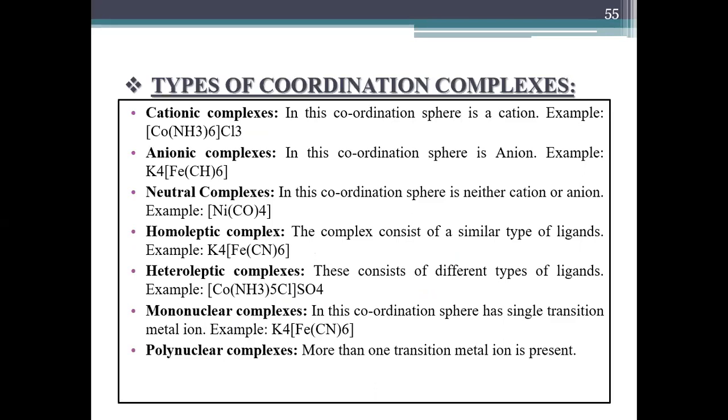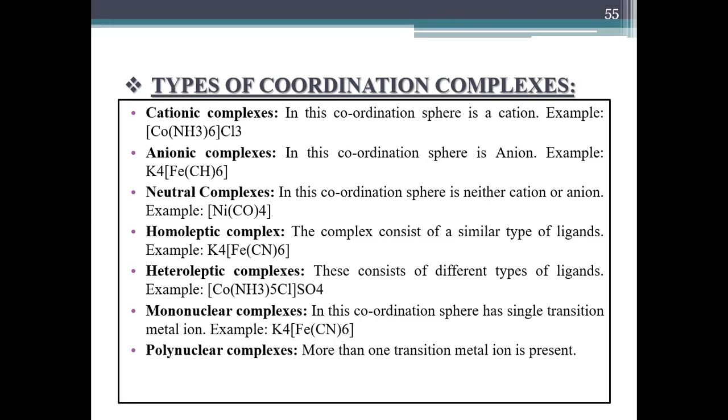Homoleptic complexes, heteroleptic complexes, mononuclear complexes, and polynuclear complexes, which have further their definition and examples. Cationic complexes: in this, the coordination sphere is a cation. Anionic complexes: in this, the coordination sphere is an anion. Homoleptic complex: the complex consists of a similar type of ligands. Heteroleptic complex: this consists of different types of ligands.